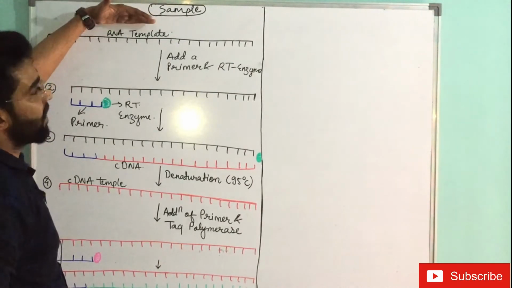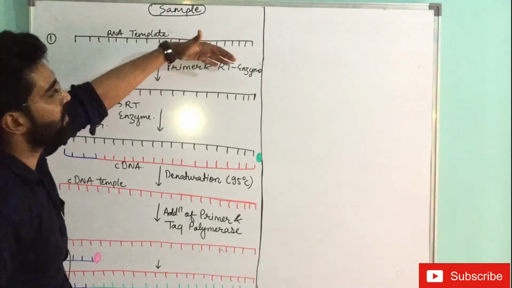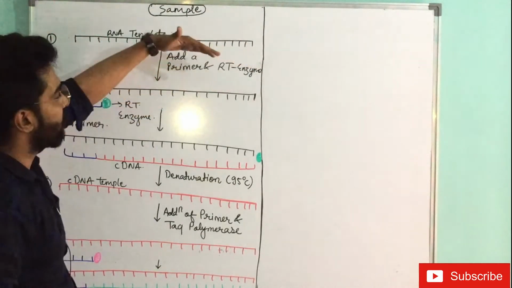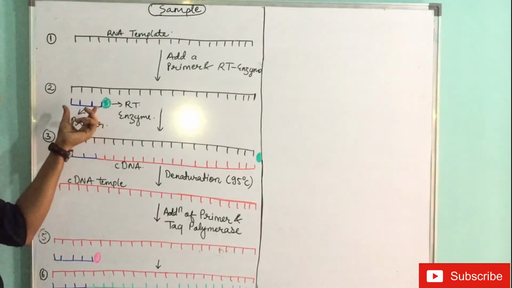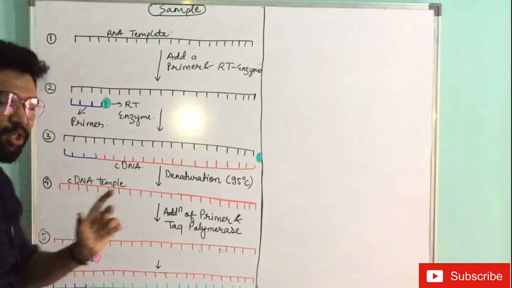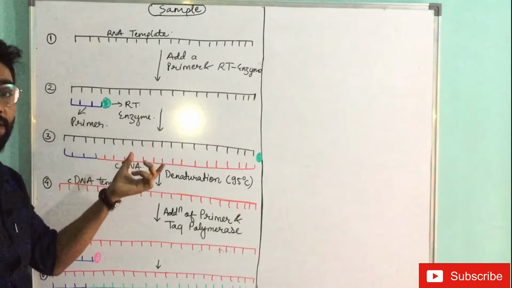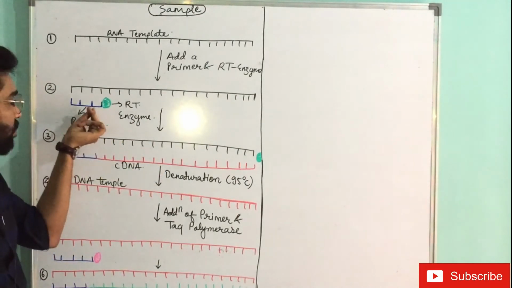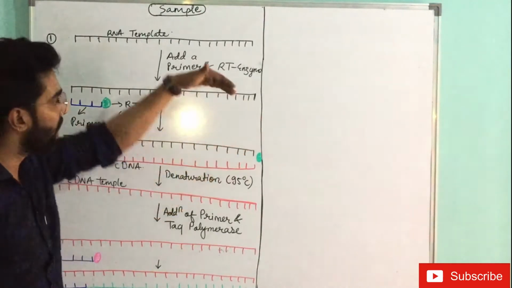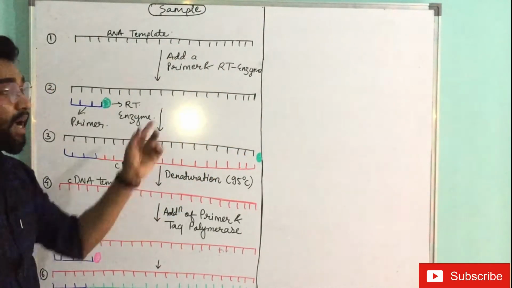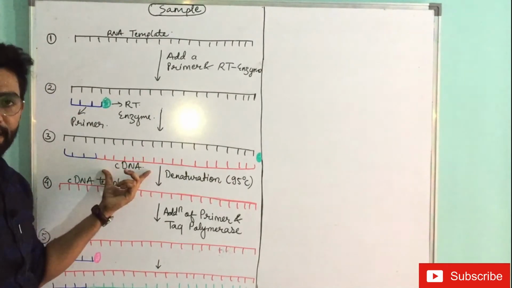So now this RNA template is added with a primer and a reverse transcriptase enzyme. After adding this primer and the enzyme, what will this primer do? What is this primer? This primer is a short stretch of nucleotides, and the reverse transcriptase enzyme will help in the extension of this primer by adding the complementary nucleotides against this RNA template.